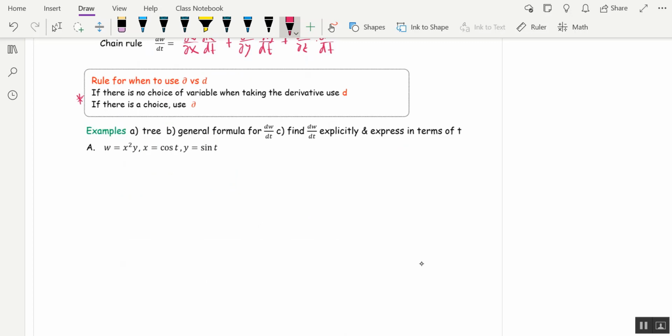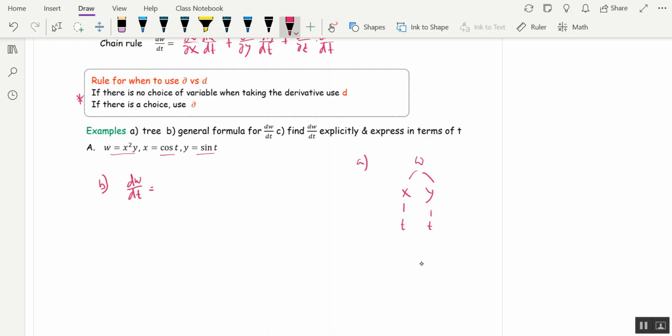I want to draw a tree for this first one. So part A, I can see that W is a function of X and Y. So W is going to go at the top, X and Y go beneath W. And then reading further, I can see X is a function of T and Y is a function of T. So we've got a T here and a T here. And the tree is only to help you do part B, which is to write down a general formula for dW/dt. If you can do that without a tree, that's fine.